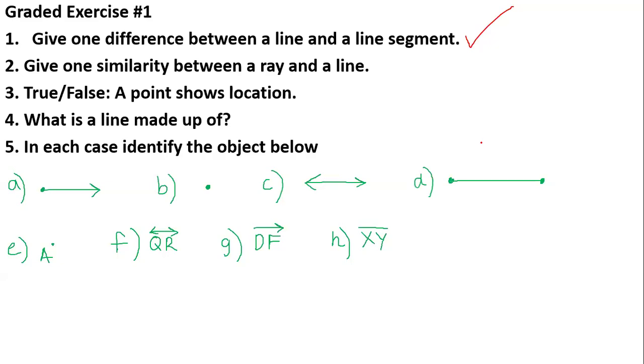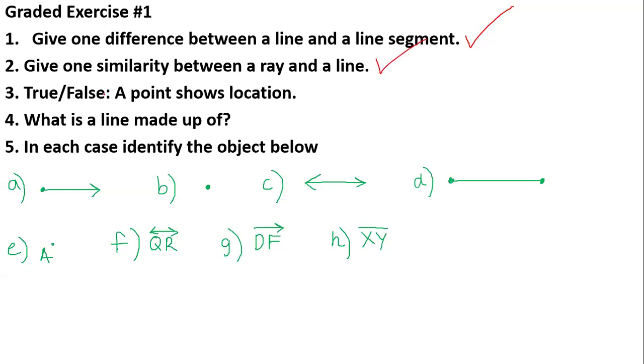Anyone else for number 2? That is number 2. Give one similarity between an array and a line. A ray starts at a specific point and a line keeps on going forever. No, we want a similarity, not a difference. So both the line and the ray extend in one direction and continue on, right? All right, so let's go on to that one.